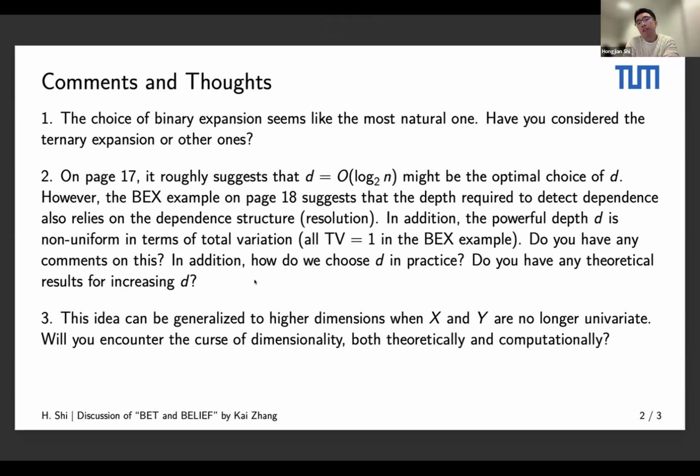The third comment is that the idea of binary expansion can be generalized to higher dimensions when we want to test independence between two random vectors X and Y, when X and Y are no longer univariate. So one encounters the curse of dimensionality, both theoretically and computationally.